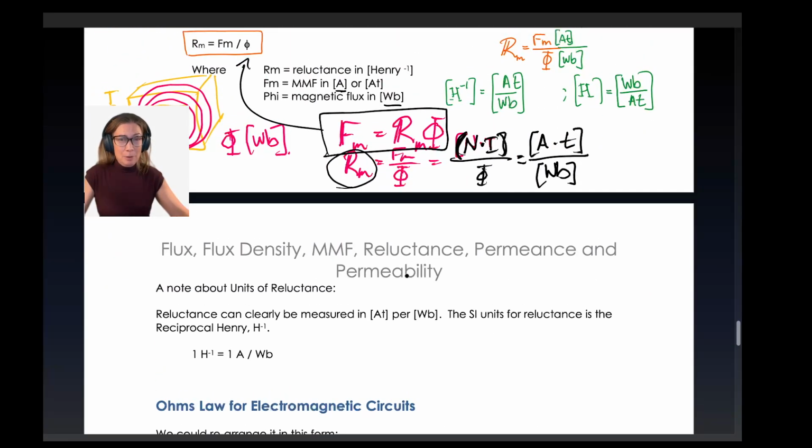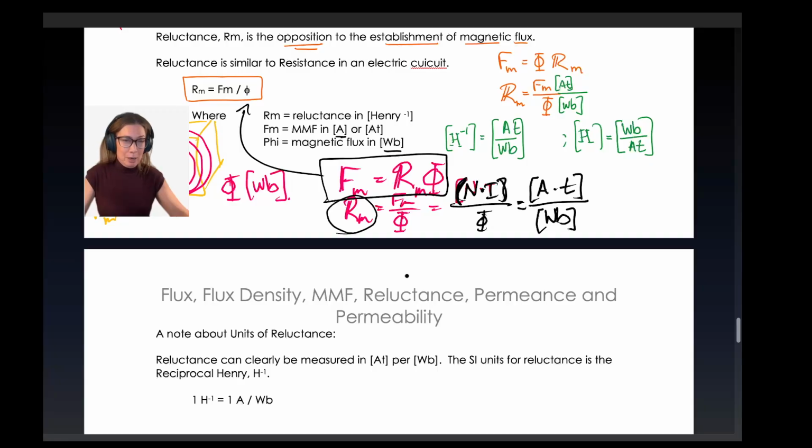And here's a note about those units of amp turns per Weber. Henry to the minus one is amp turns per Weber. Make sure that you get that straight. Write it down. Have a formula sheet as you're learning this, because this is probably our fifth variable with units that relate to one another.